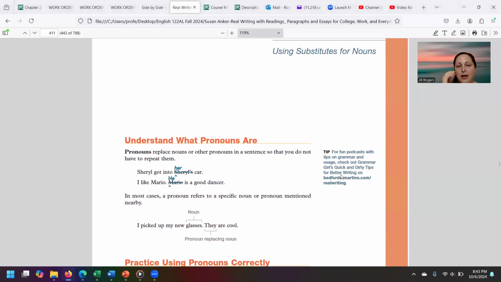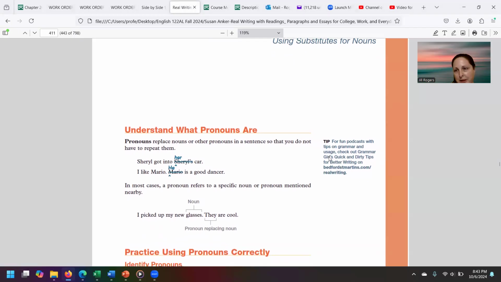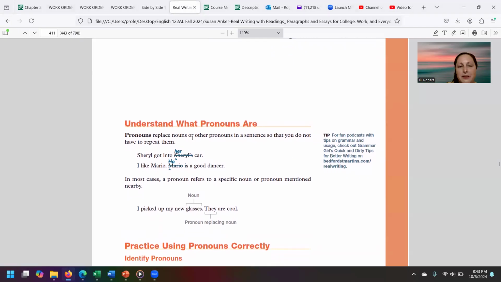Okay, so the first thing we're going to talk about, this is in your book, page 411, is to review pronouns, right? What are they? They replace nouns or other pronouns. That's it. Now here we have an example. Cheryl got into her car. Instead of saying Cheryl got into Cheryl's car, we replace the word Cheryl's with the word her, and that's a pronoun.